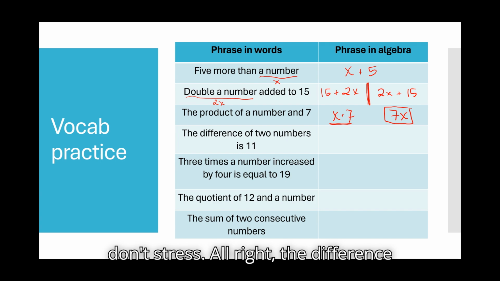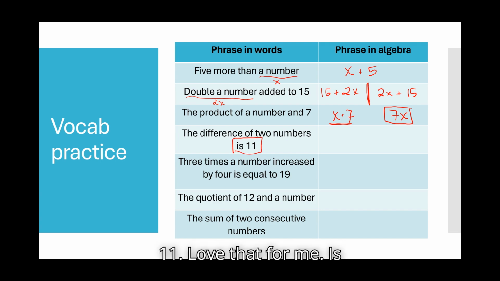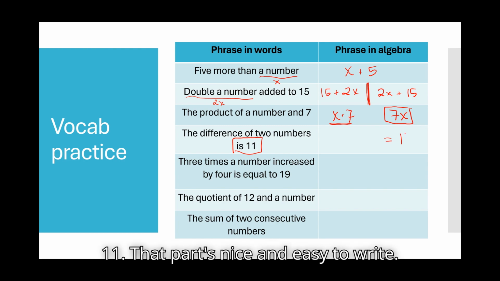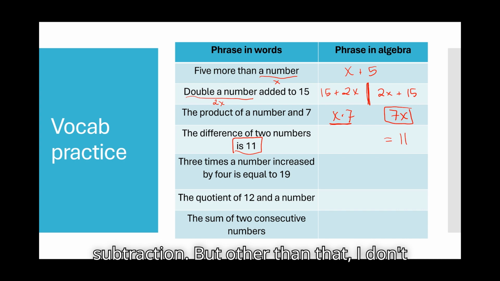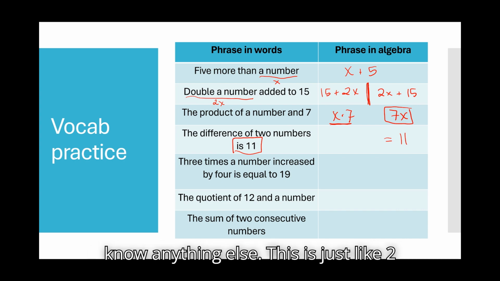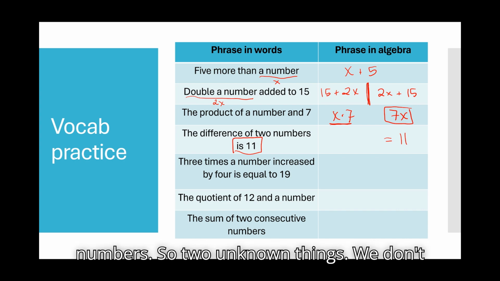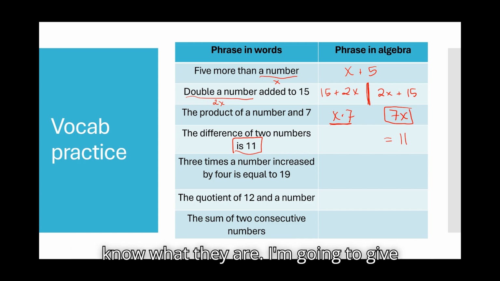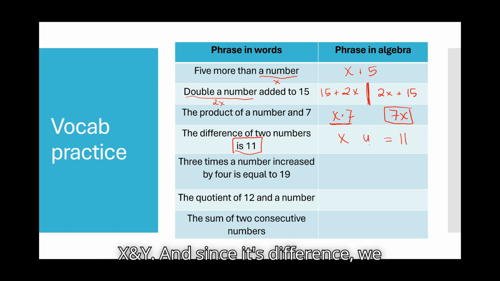All right, the difference of two numbers is 11. Love that, for me, is 11. That part's nice and easy to write. Difference is telling me I'm doing subtraction, but other than that, I don't know anything else. This is just two numbers, so two unknown things. We don't know what they are. I'm going to give them two letters. Better be different, because I don't know that these are the same number, right? So let's call this x and y, and since it's difference, we are subtracting them. x minus y equals 11.